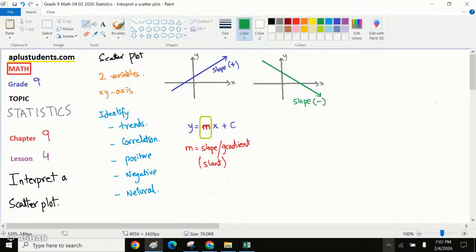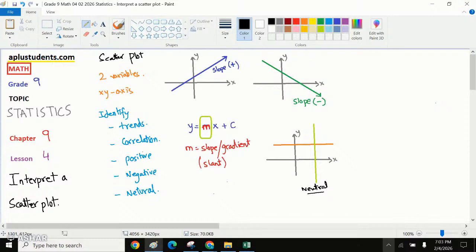Just by looking at the slope, we can tell what kind of correlation there is. If the line is horizontal or vertical, parallel to either of the axes, we can say in this case that it's neutral. There is no correlation.